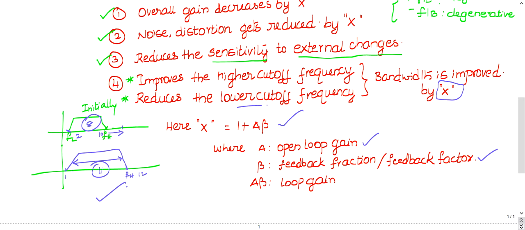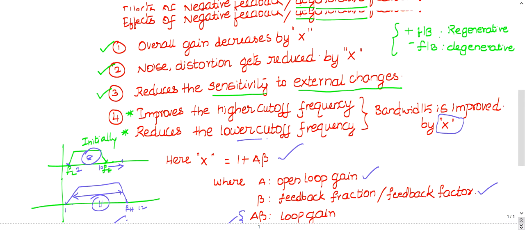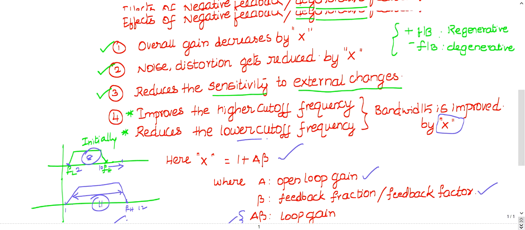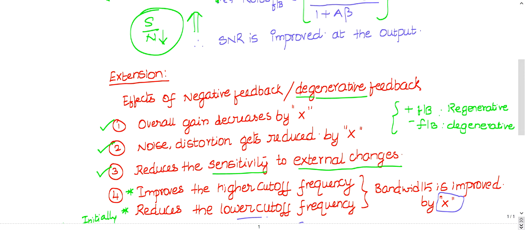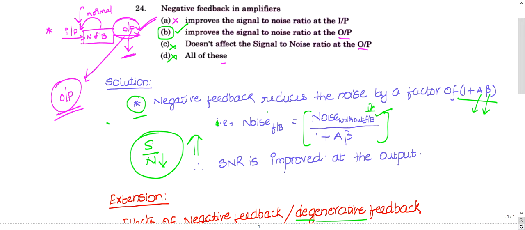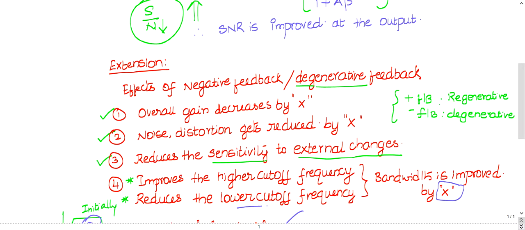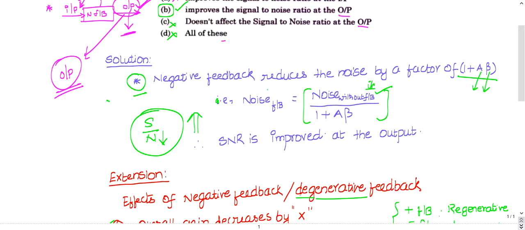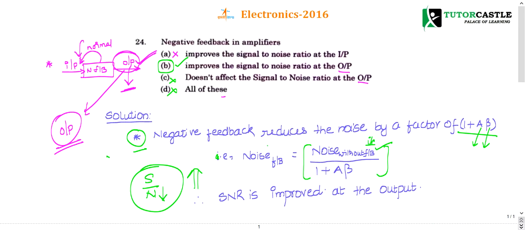Sometimes in a question they'll give loop gain. Loop gain doesn't mean beta, it means A beta. A beta is called loop gain. So try to memorize these four important points and their names: regenerative, degenerative, feedback fraction, loop gain. Please try to memorize. This is about the negative feedback concept, and these are the effects it has on the given transfer function. A question can be expected from negative feedback in any competitive exam. Do well. Thank you.